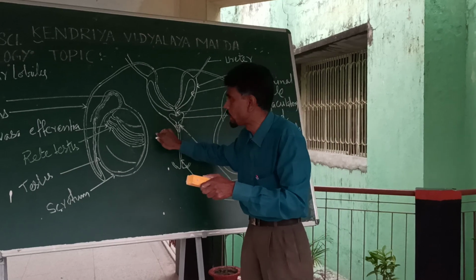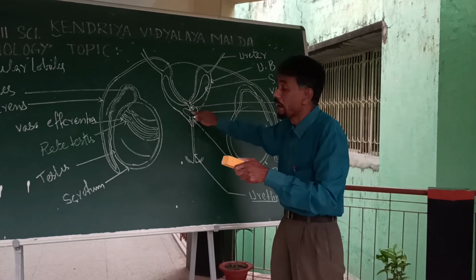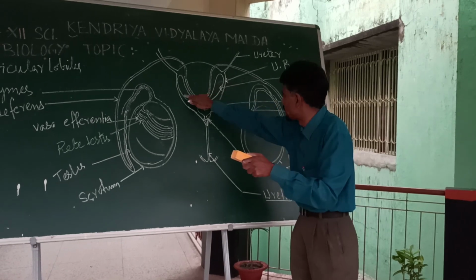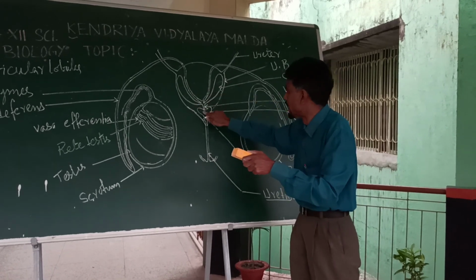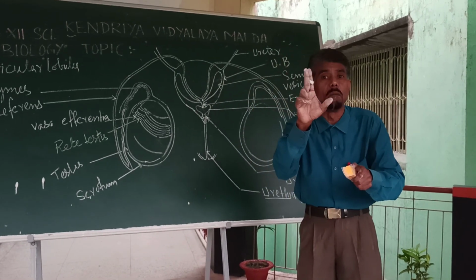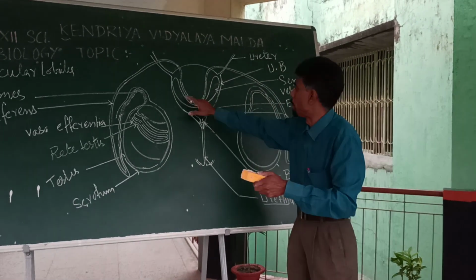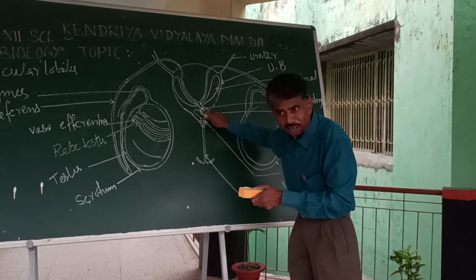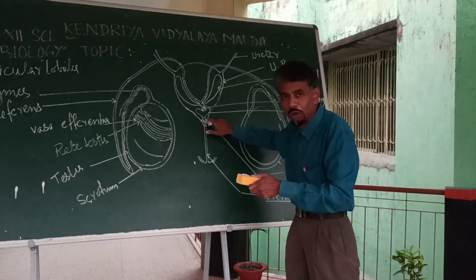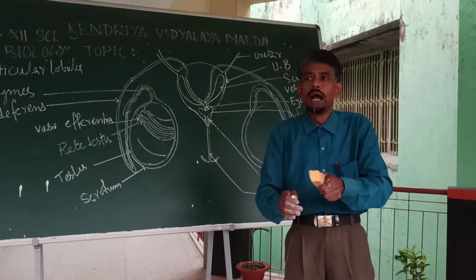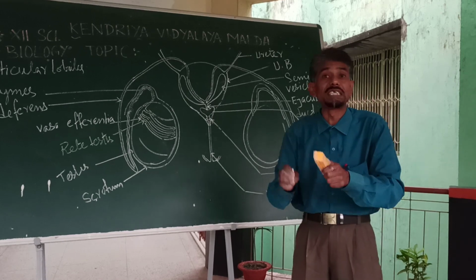Now here one more thing I will add. The glands: a pair of seminal vesicles, a single prostate. So how many seminal vesicles are there? A pair, two in number. A pair of seminal vesicles, a single prostate and the bulbourethral glands. These glands secrete a fluid that we call seminal plasma.